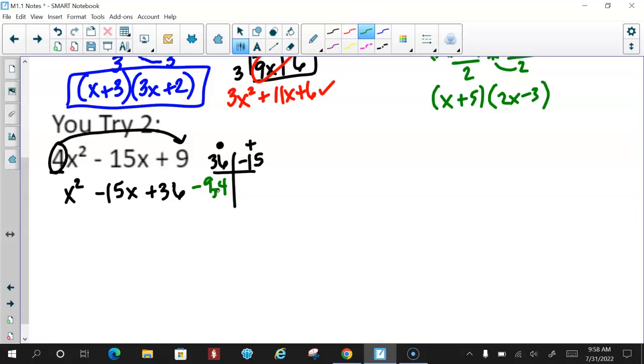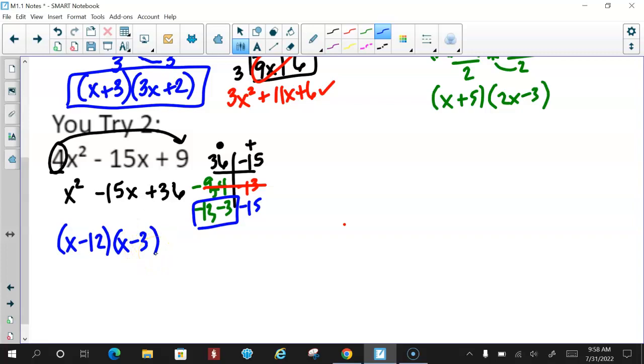And when you add them, they're going to give you still that negative. But 9 plus 4 is 13, or I'm sorry, negative 13. I need negative 15, so I know that's not it. You should have gotten negative 12 and negative 3. Negative times a negative is a positive, and then negative 12 plus negative 3 gives you that negative 15. So I know here those are the two factors: x minus 12 and x minus 3.